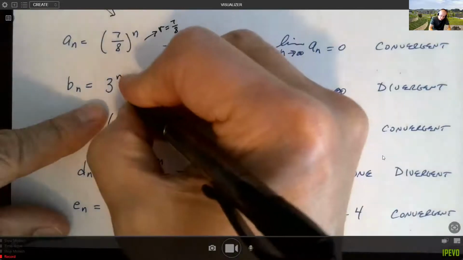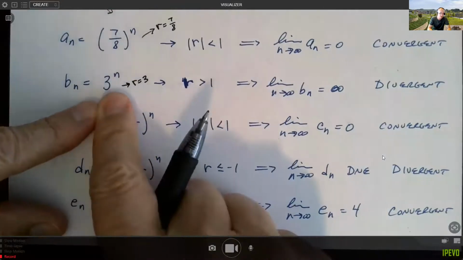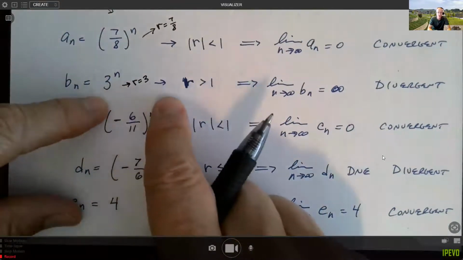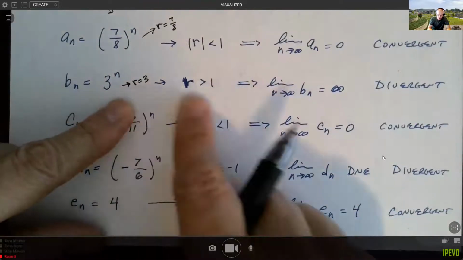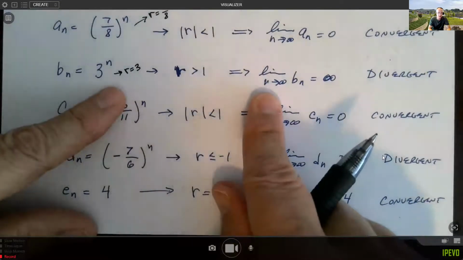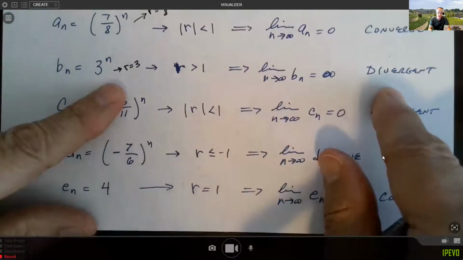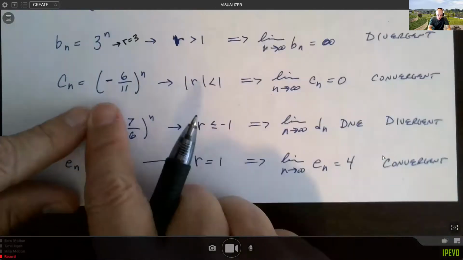Here we have 3 to the n. So here the value of r is 3, right? Because 3 to the n, we'd have 3 to the first power is 3, 3 squared is 9, 27, and so on, 81, etc. And r is 3. R is greater than 1, so what's happening to the limit? It's going to infinity, and we have a divergent sequence. The textbook sometimes talks about diverges to infinity.